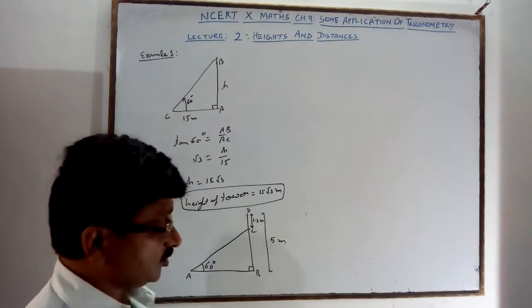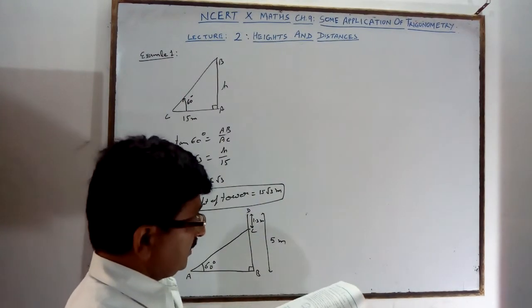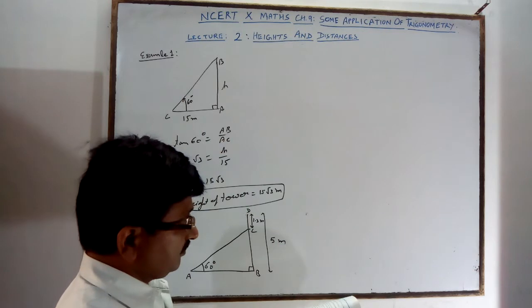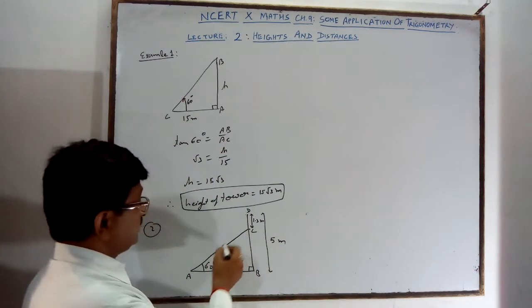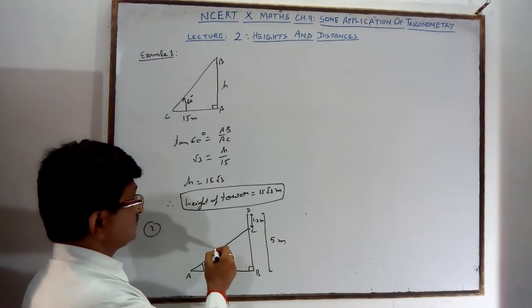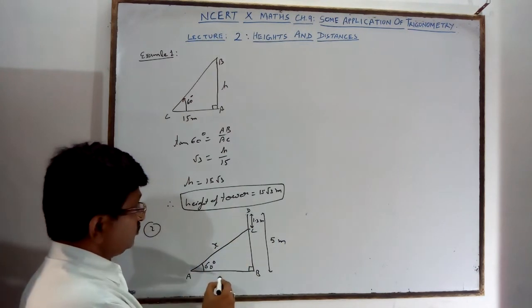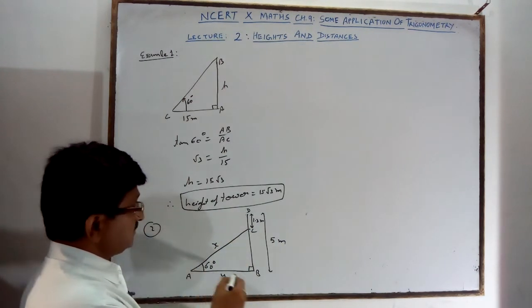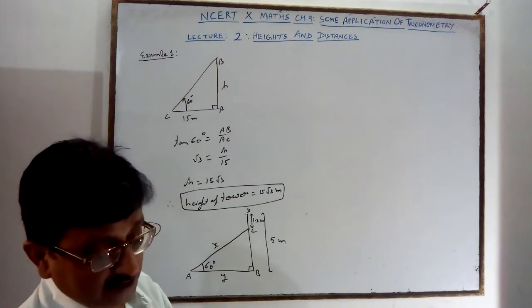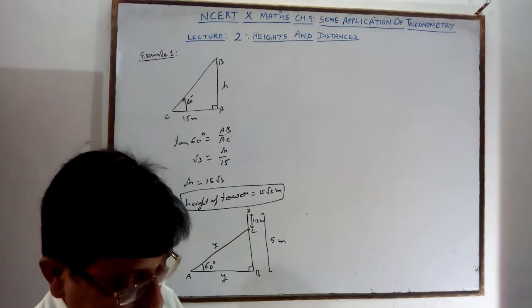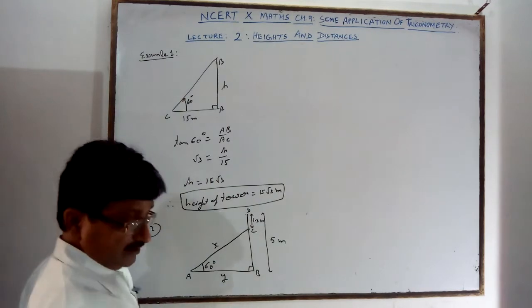Apply tan 60. Your question is given: also find the foot of the ladder from the pole, and the length of the ladder. You want to find out the length of the ladder, and this distance AB also. How much distance is it? Very simple question.